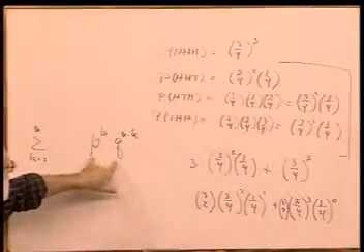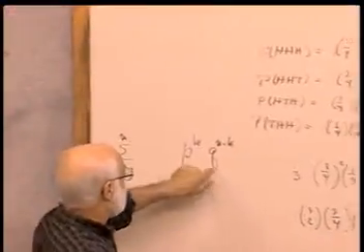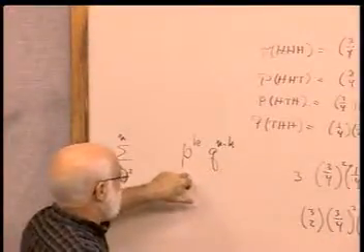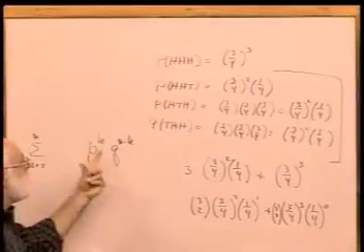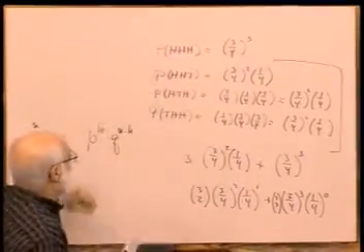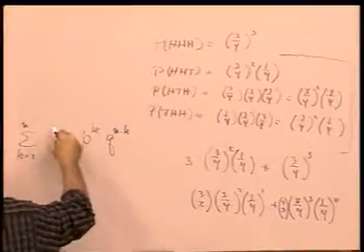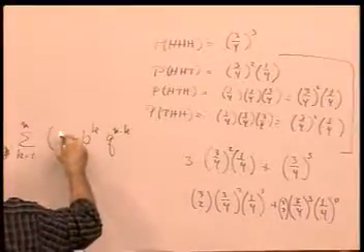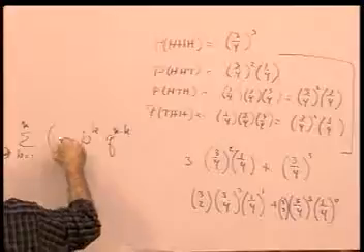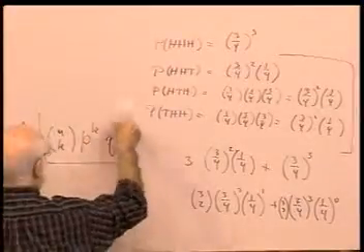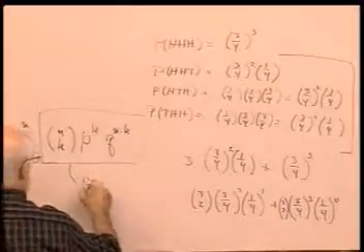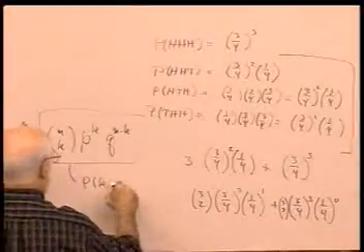Okay, now, for any such string that consists of exactly k H's and n minus k T's, how many different interleavings are there? How many terms are there? And the answer is, well, it's the number of different ways I can choose the k places out of the n. So this is the probability of exactly k H's.